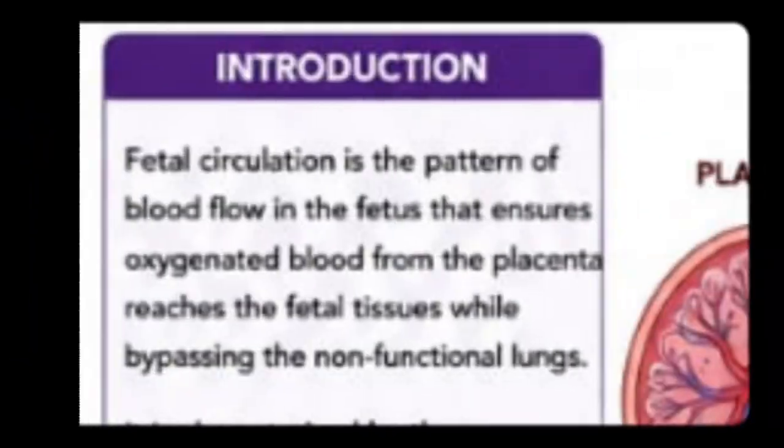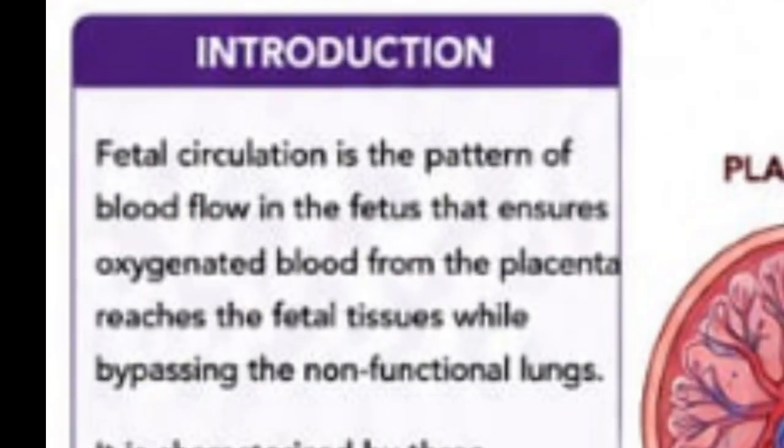So what is fetal circulation? Just take a wide guess. Fetal means fetus, which is a fetus in the womb. Then circulation means movement of blood. So fetal circulation is the movement of blood between the mother and the child, and basically between the child's blood vessels.